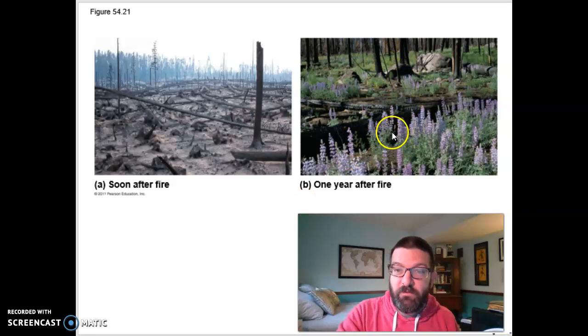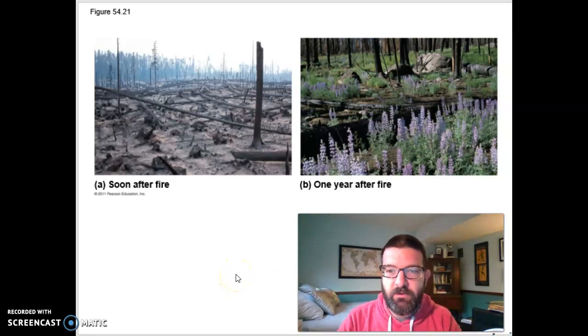This is 1 year after the fire. Now, if you backed up, you'd still see lots of burnt trees, right? And I've been to Yellowstone since then, and it really, really has come back. You can still see evidence of the fire from 30 years ago, but it looks very healthy.